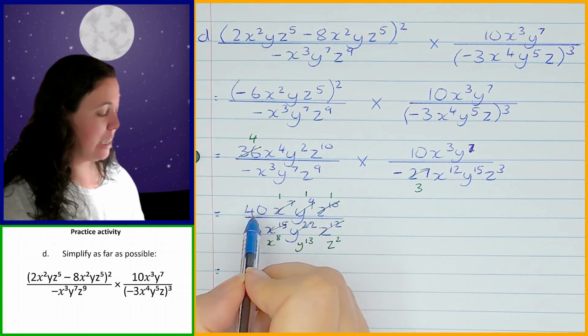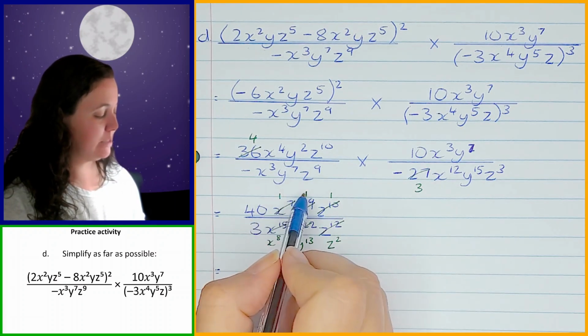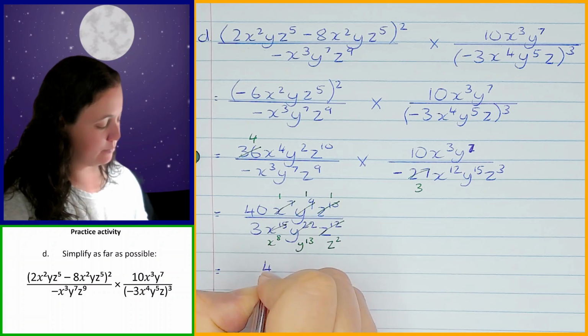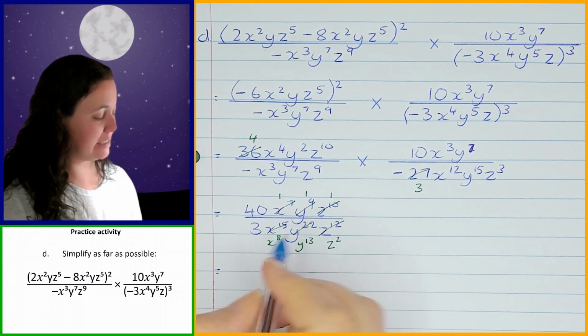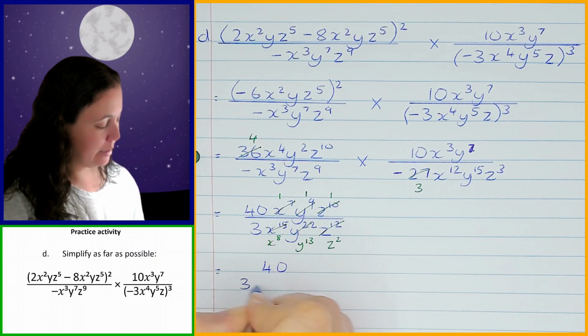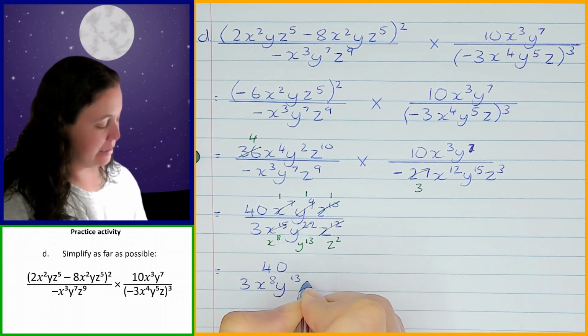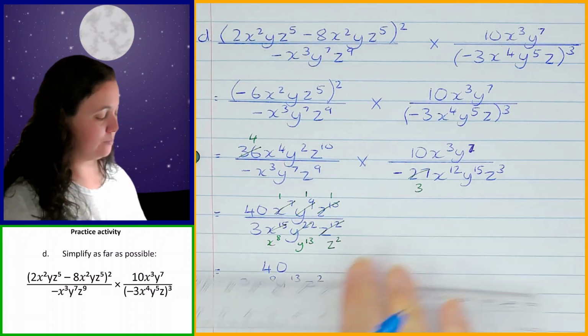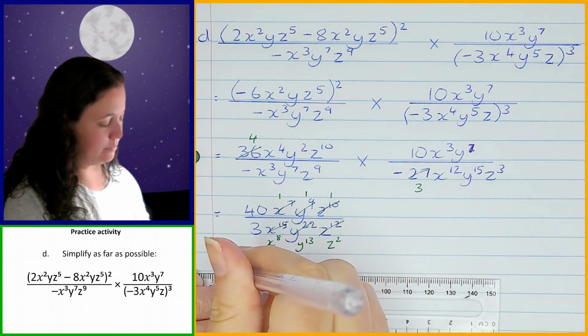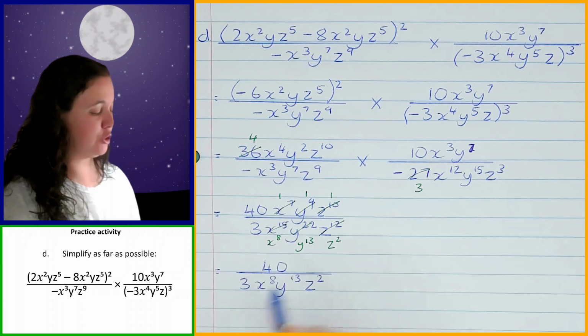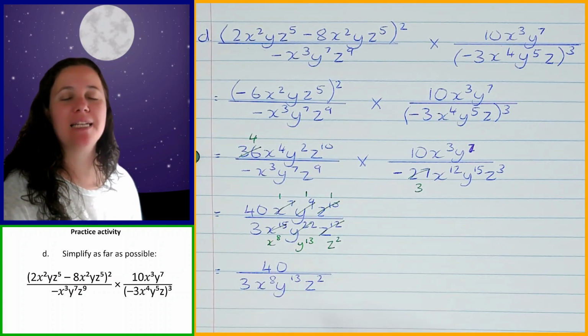Okay, so now I have in my numerator 40 times 1 times 1 times 1, that's 40. Over in my denominator, I have 3 x to the power of 8, y to the power of 13, z to the power of 2. And that's what you should have got for question D. And that is how we multiply and divide algebraic fractions.